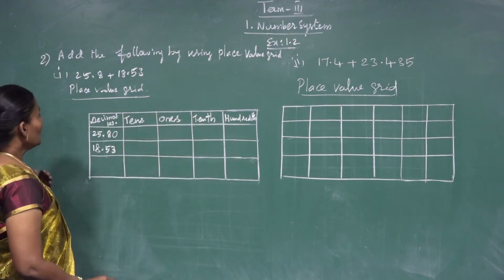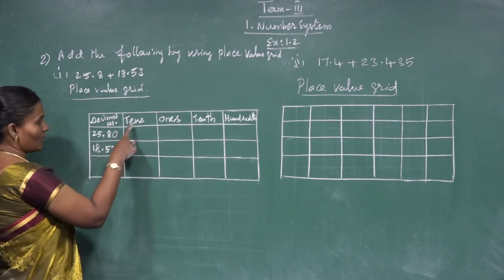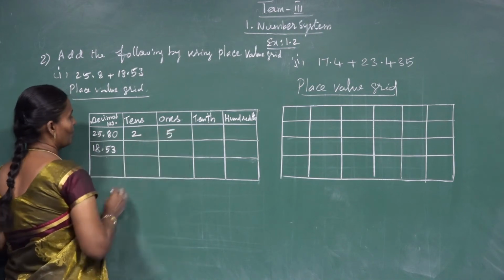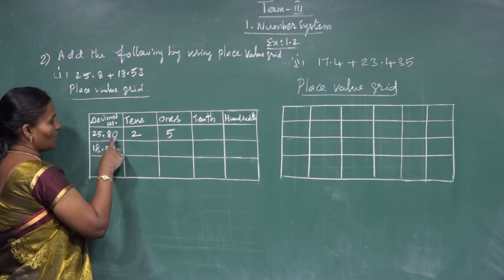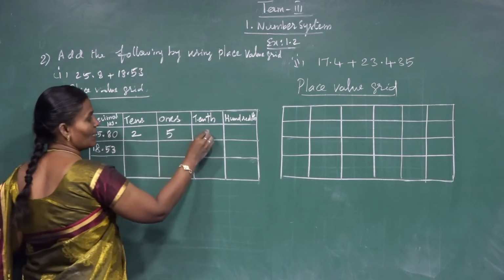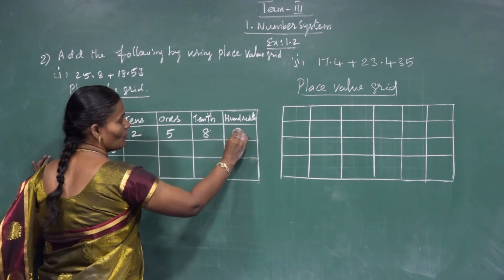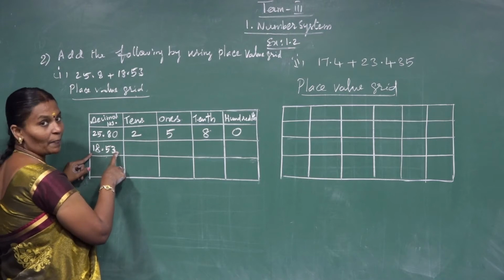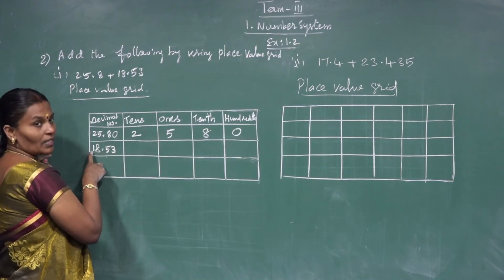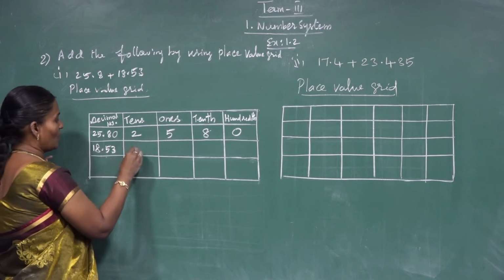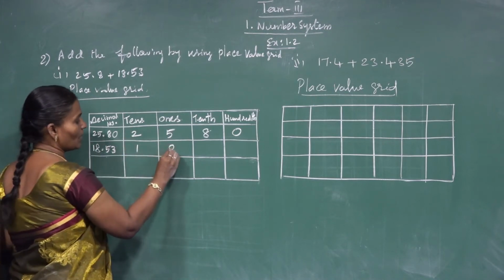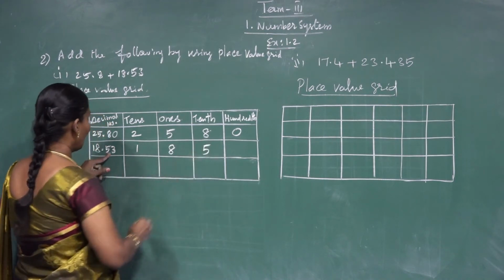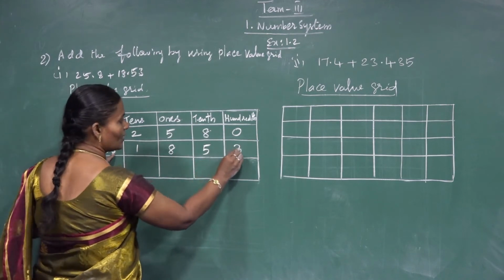Now see, in the first number, 2 is in the tens place, and 5 is in the ones place. Then in decimal places, the 10th place is 8 and the 100th place is 0. Now 18.53: the 18 is the whole part. In the whole part, 1 is in the tens place and 8 is in the ones place. In the decimal places, the 10th place is 5 and the 100th place is 3. So you have to write here 3.